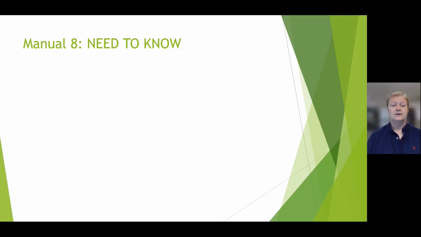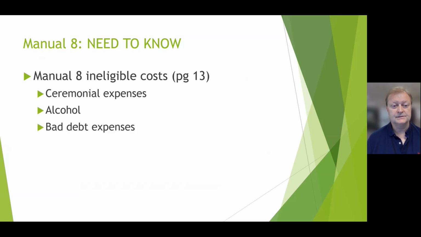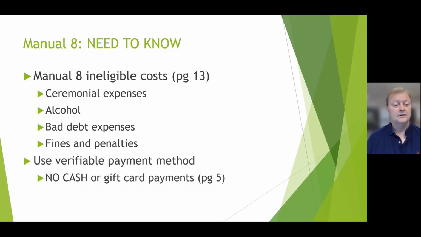Need to know, ineligible costs are things that are non-reimbursable. You'll find this on page 13 in Manual 8. Ceremonial expenses, alcohol, bad debt expenses, fines and penalties. Use a verifiable payment method. No cash or gift card payments. Read about that on page 5. Much more information is available in Manual 8, so check it out.